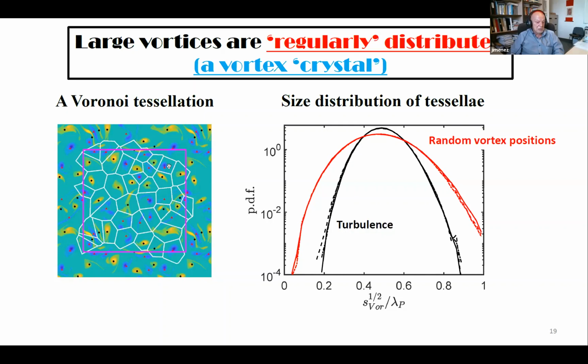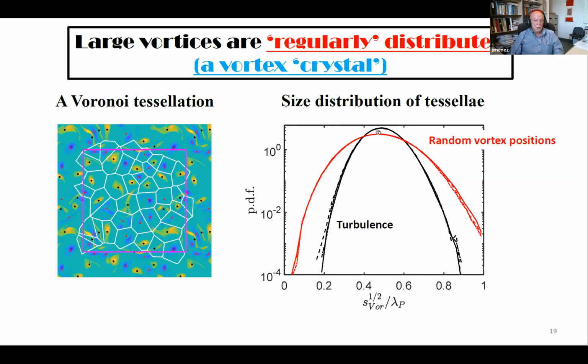Each point in this square here is closer to this point than to any other point in the flow field. Not all of these near neighborhoods have the same size, the same area, but you can do a PDF of the areas of these things, and you get something that looks like this. A Gaussian, of course, is positive, okay?